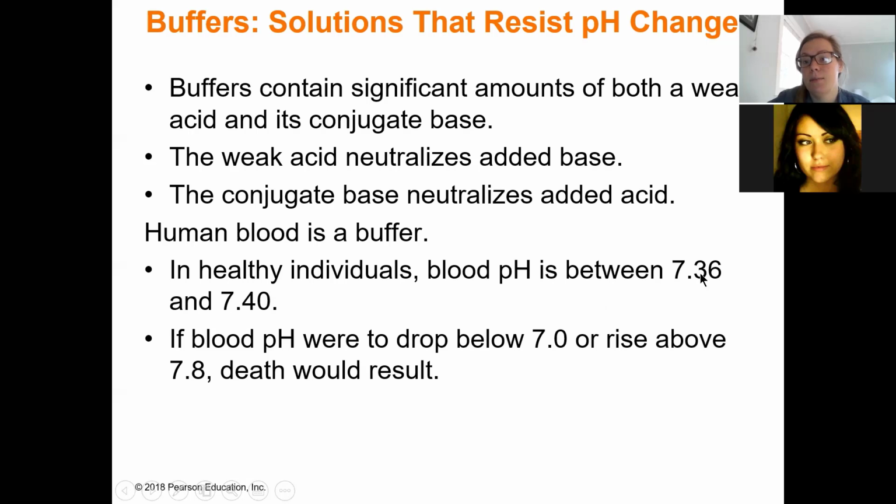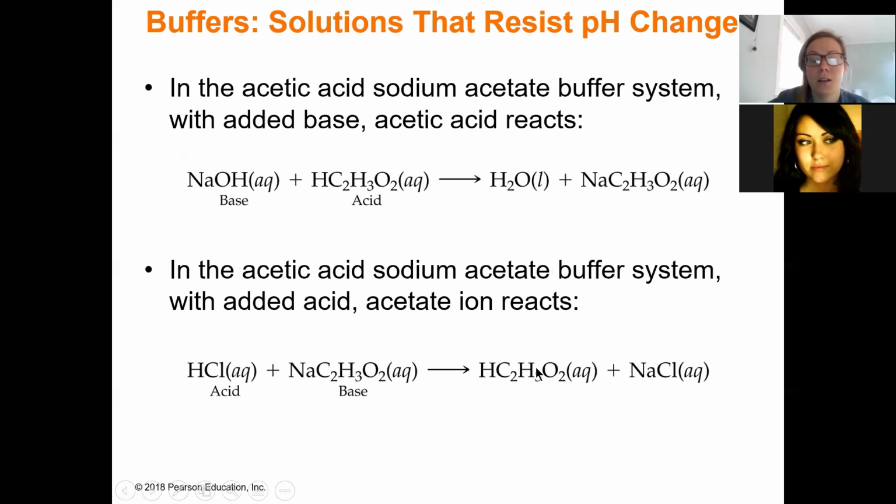Blood pH likes to be between 7.36 and 7.4. That's a pretty narrow pH window. And if you go outside of that, like if your pH drops below 7, that's not very far from this, or above 7.8, not very far from this, you would die. So our blood is a very effective pH buffer solution, actually.